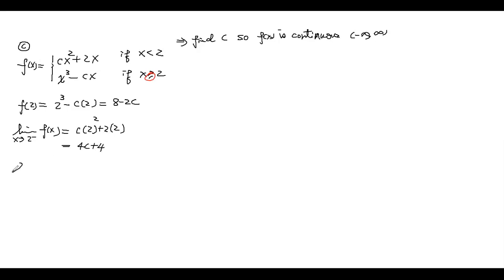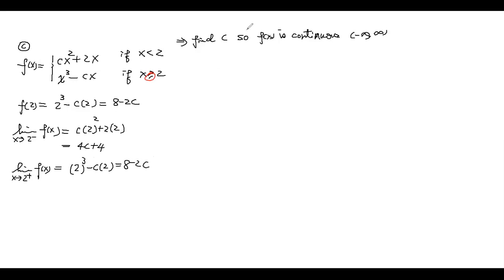Okay, so the same way I would say limit as x approaches 2 from the right-hand side. If it's the right-hand side, it will be the second equation. So that will be 2 to the third minus c times 2. So it's 8 minus 2c.